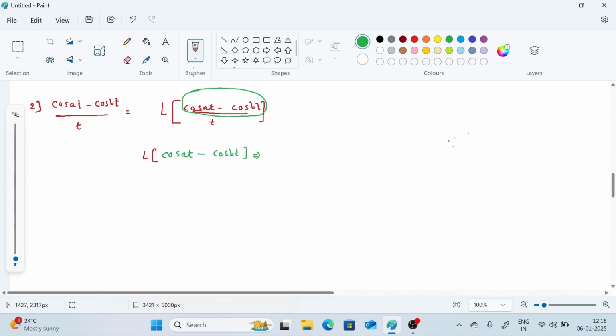Now we have learned Laplace of cos at will be s upon s square plus a square. So I'm going to apply the same logic here. What can I get here? Okay, I will further simplify it. Laplace of cos at minus Laplace of cos bt. So I can write s upon s square plus a square minus s upon s square plus b square, right?